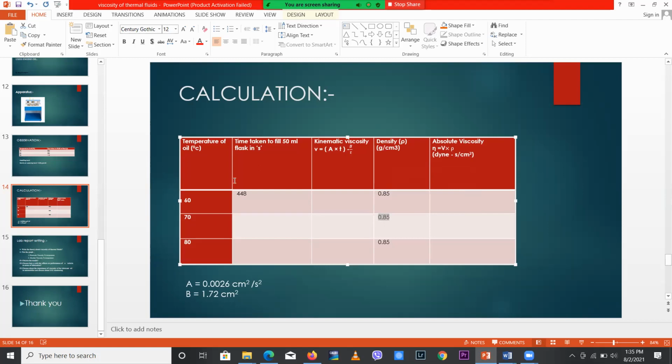We are only going to draw temperature against kinematic viscosity, and temperature against absolute viscosity, and compare both. But the density will be constant, so there will be no difference. So take it as 0.96, sorry, 0.96.